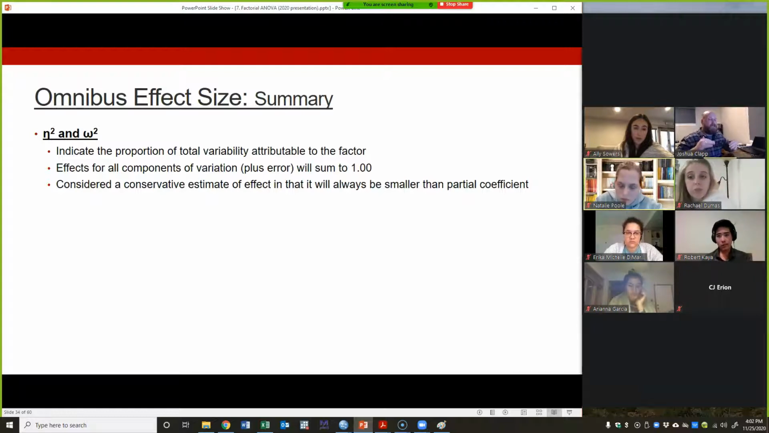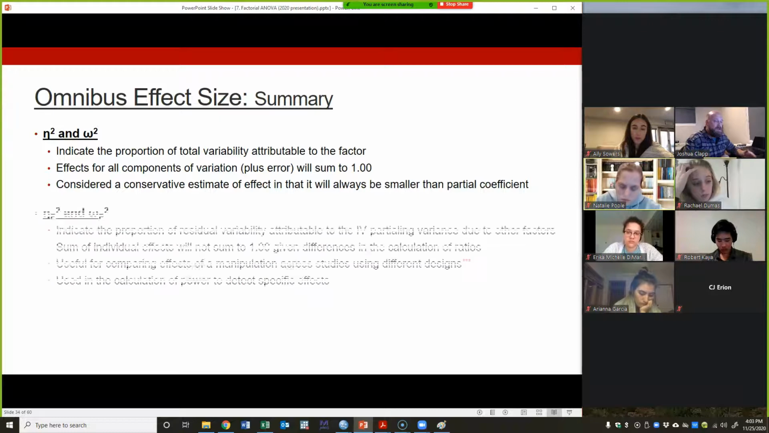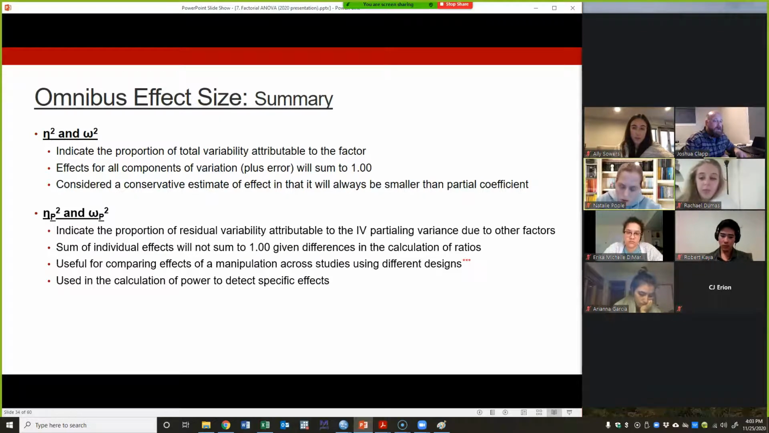All of my components, adding it all together, is going to be equal to 1, right? Conservative estimate, and it's probably going to be smaller than our partial coefficients. Partial eta squared, partial omega squared. This is a proportion of residual variability attributable to whatever factor it is after we pull out other stuff. So basically, I pull out everything that's known, everything I've already accounted for. Of whatever's left over, how much of that is attributable to the factor that I'm interested in.